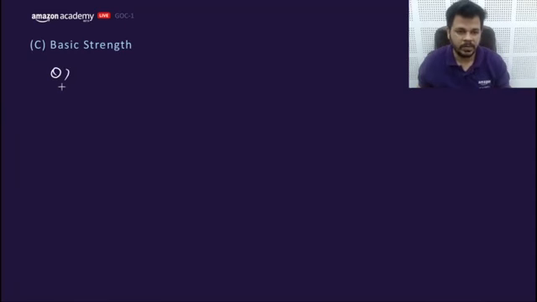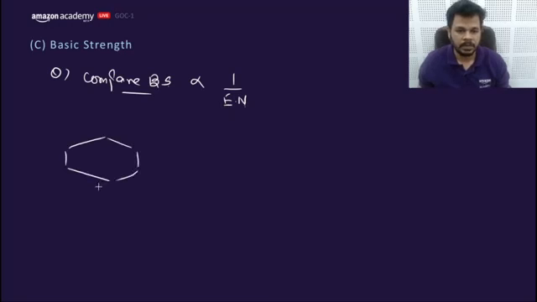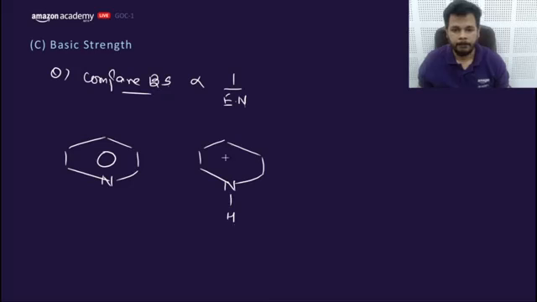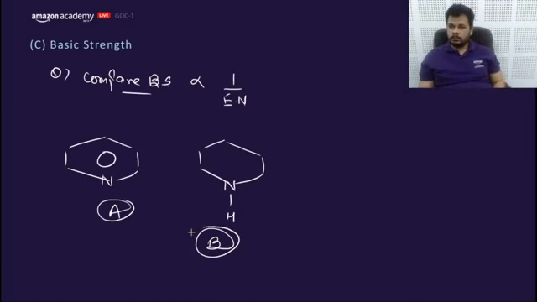Let's have an example question. Compare basic strength. Basic strength is inversely proportional to what? Electronegativity. Considering this, what would be the answer? A or B? What is your channel name? Amazon Academy only. What would be the answer, guys?